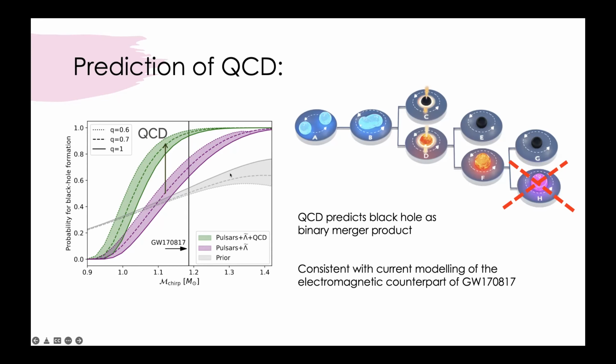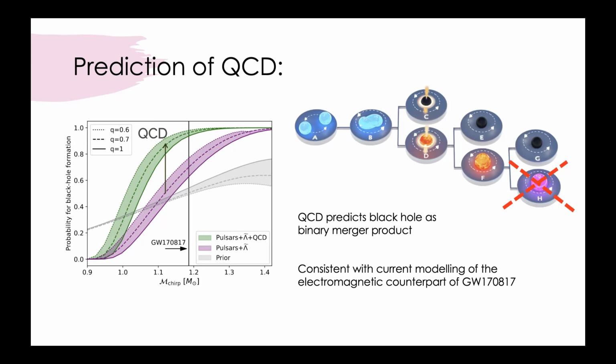Now, this conclusion is consistent with the current modeling of the electromagnetic counterpart of GW170817. These different scenarios lead to different electromagnetic counterparts, but that requires a lot of modeling of the post-merger product and the jet and the accretion disk and so on. So there are lots of modeling assumptions here. But from QCD, we get a crisp prediction that indeed most of the binary merger products have to be black holes, and I find that very interesting. And we will see this of course tested in the future.